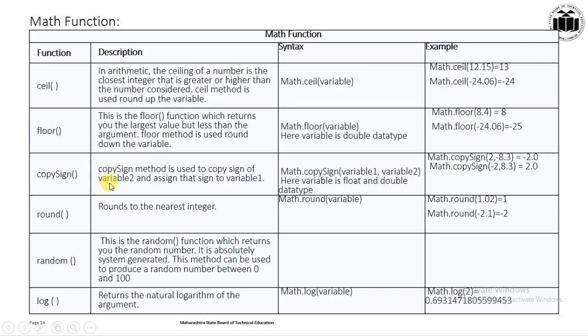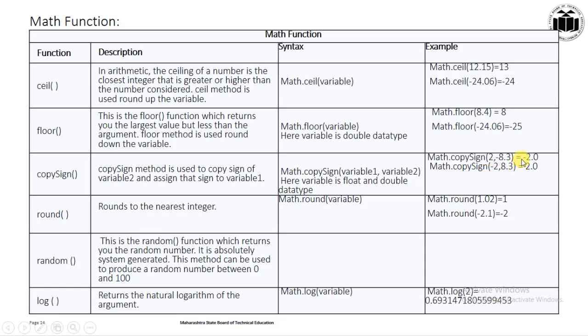Now copySign. This method is used to copy the sign of variable 2 and assign that sign to variable 1. For example, copySign(2, -8.3). Your output is -2. The sign of the second parameter, variable 2, is copied to variable 1, that is 2.